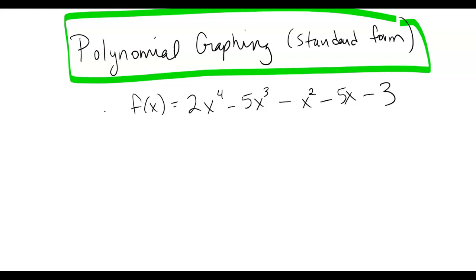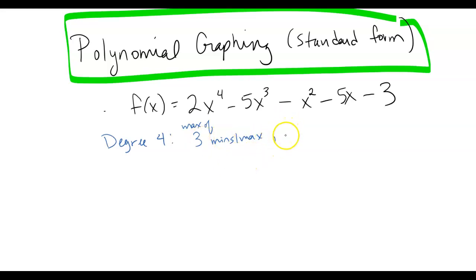So here we have a polynomial in standard form, and what you want to do is think through what you're looking at. This is a degree 4 polynomial, which means a couple of different things. It means there could potentially be 3 turns on the graph, a maximum of 3 turns. Another word for turns or turning points is your mins and maxes, those high and low valleys on the graph.